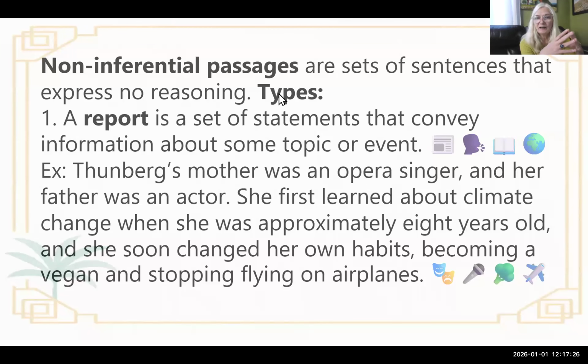Okay. A report is a set of statements that convey information about some topic or event. So most of the time, and in fact, a lot of the time when I'm conveying information to you, I'm just reporting it, okay? Here's an example. Thunberg's mother was an opera singer and her father was an actor. She first learned about climate change when she was approximately 8 years old, and she soon changed her own habits, becoming a vegan and stopping flying on airplanes. So all that is doing is conveying information about the topic, in this case, Thunberg.